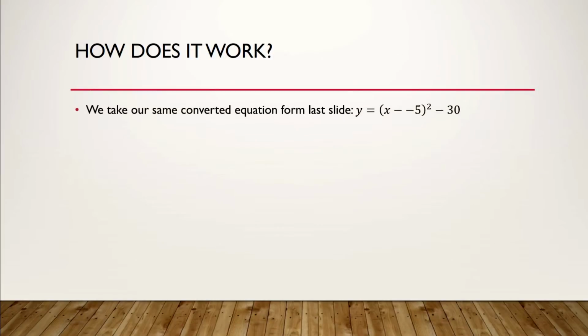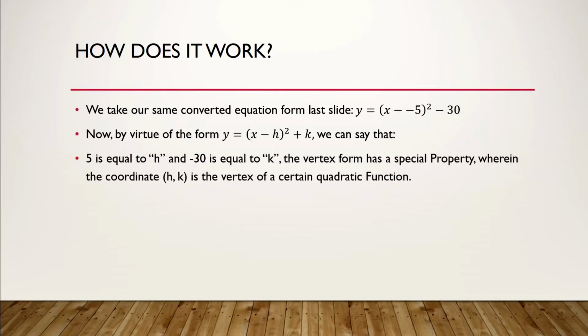Take our same converted equation from last slide, which is y equals x minus negative 5 quantity squared minus 30. Now, by virtue of the form y equals x minus h quantity squared plus k, we can say that 5 is equal to h and negative 30 is equal to k. The vertex form has a special property wherein the coordinate h, k is the vertex of a certain quadratic function.